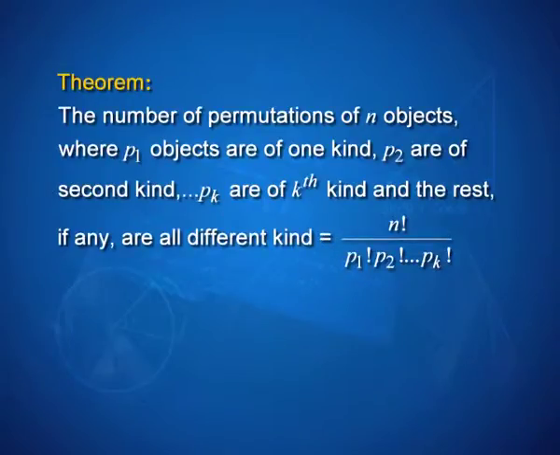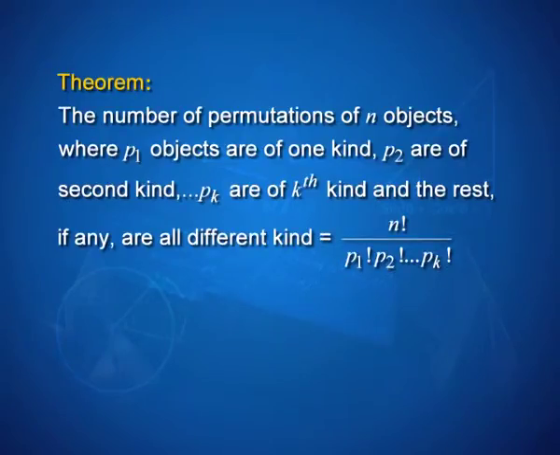So, if there are p1 of one kind, p2 of the second kind, pk of the kth kind, and the rest of the elements are all distinct, then the total number of arrangements possible is n factorial divided by p1 factorial into p2 factorial up to pk factorial. Now, with this result, we are ready to deal with situations where elements of the same kind appear and a permutation needs to be figured out. Here is our first problem.